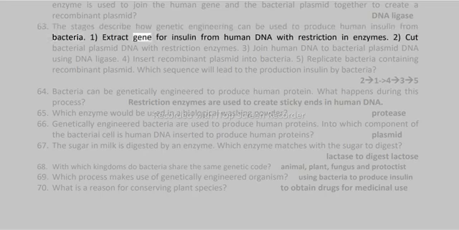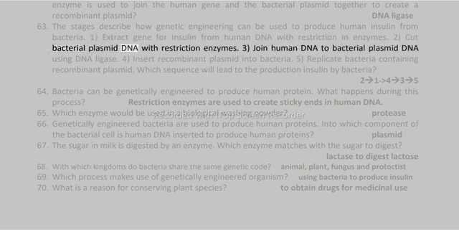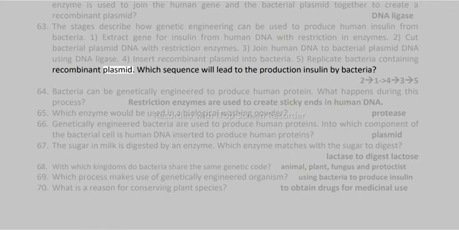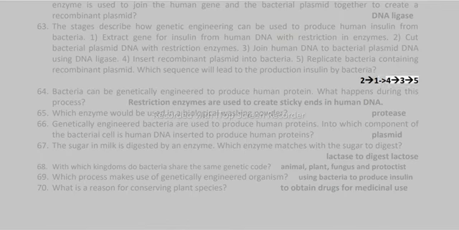1. Extract the gene for insulin from human DNA with restriction enzymes. 2. Cut bacterial plasmid DNA with restriction enzymes. 3. Join human DNA to bacterial plasmid DNA using DNA ligase. 4. Insert recombinant plasmid into bacteria. 5. Replicate bacteria containing recombinant plasmid. Which sequence will lead to the production of insulin by bacteria? 2, 1, 3, 4, 5.